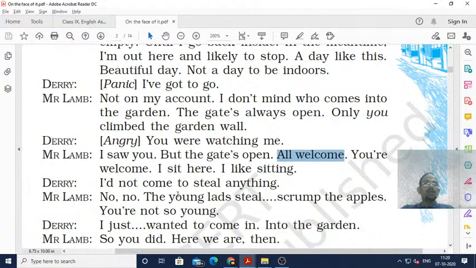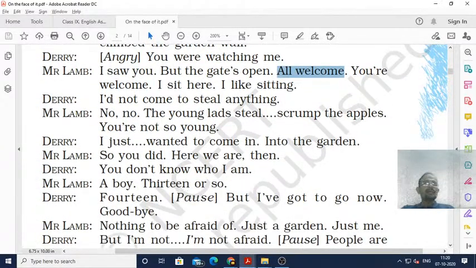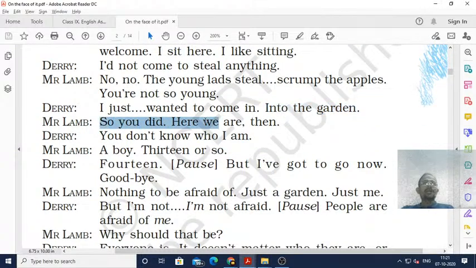Daddy says, I did not come to steal anything. I have made entry into your garden not with the purpose of stealing anything. Mr. Lamb says, no, the young lads still scrump the apples. You are not so young. Okay, people come and they scrump the apples, but you are not so young. Daddy says, I just wanted to come into the garden. So you did. Here we are then. Mr. Lamb says, okay, that's good. You did, of course. You are with me.